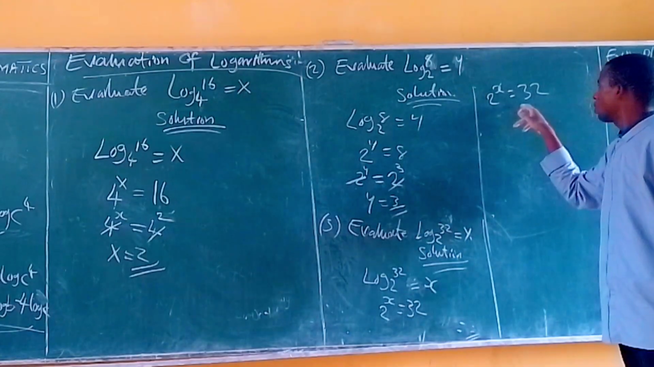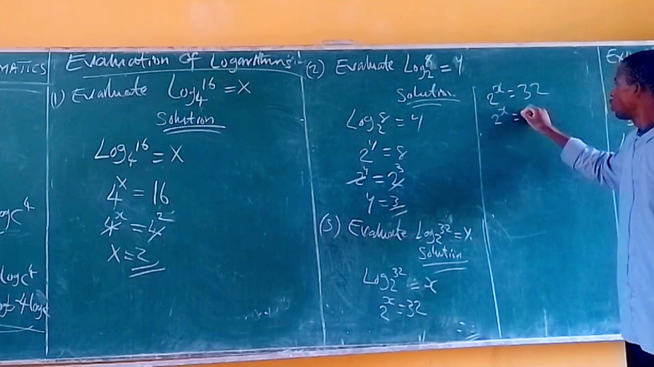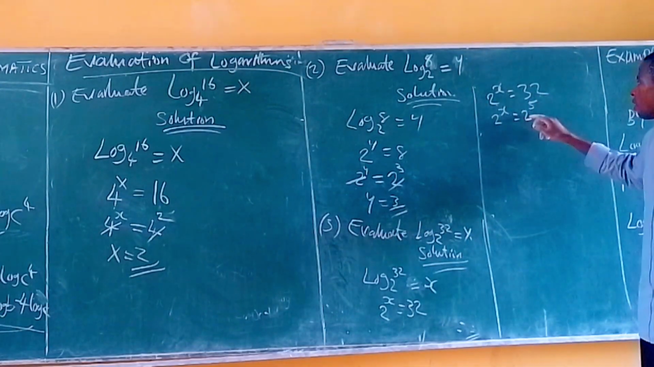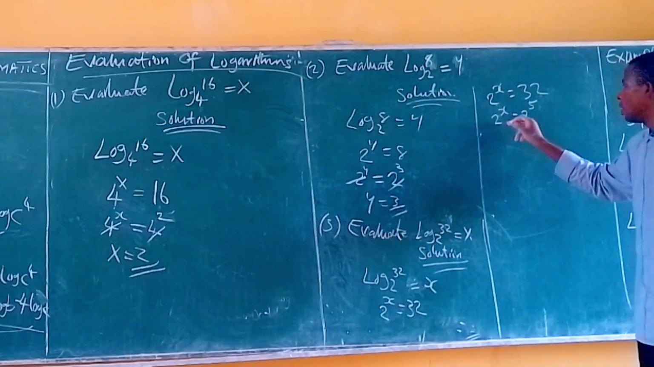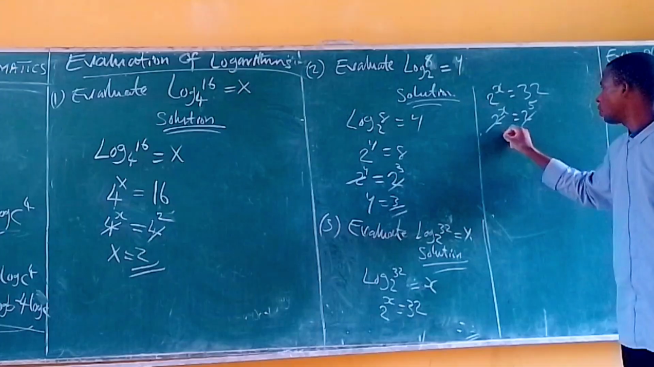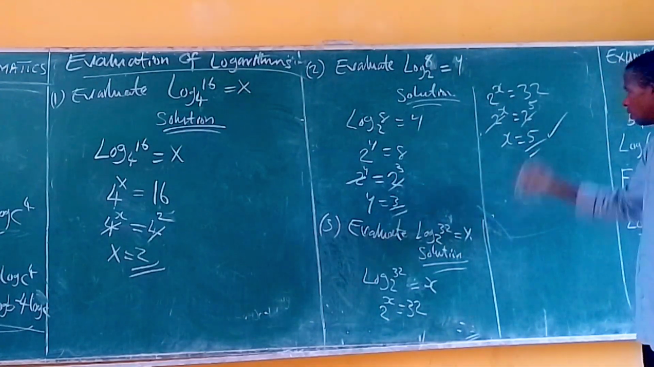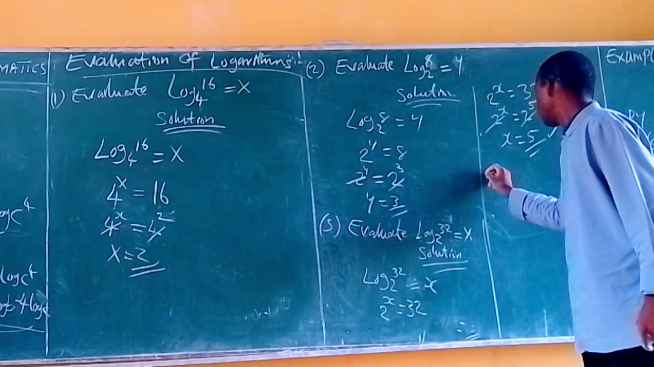Now, what number can we put on top of this 2 to give us 32? 5, right? So 2 to the power 5 is the same thing as 32, right? Now we cancel the same base, and x equals 5, which is the final answer. Now let's look at the next one.